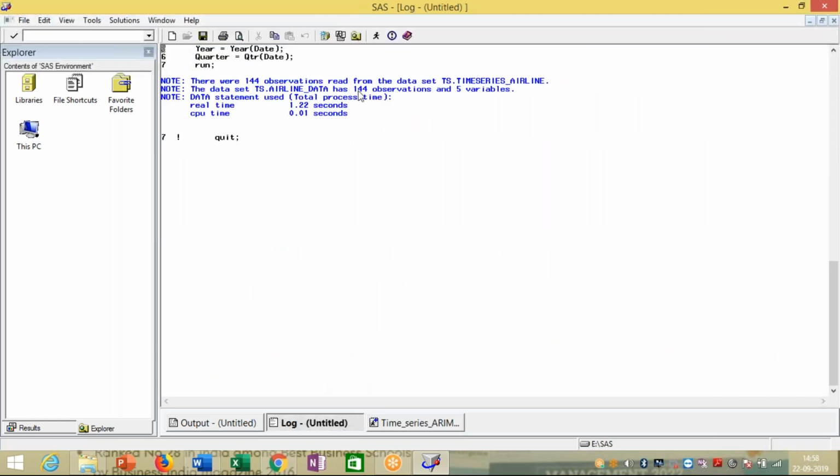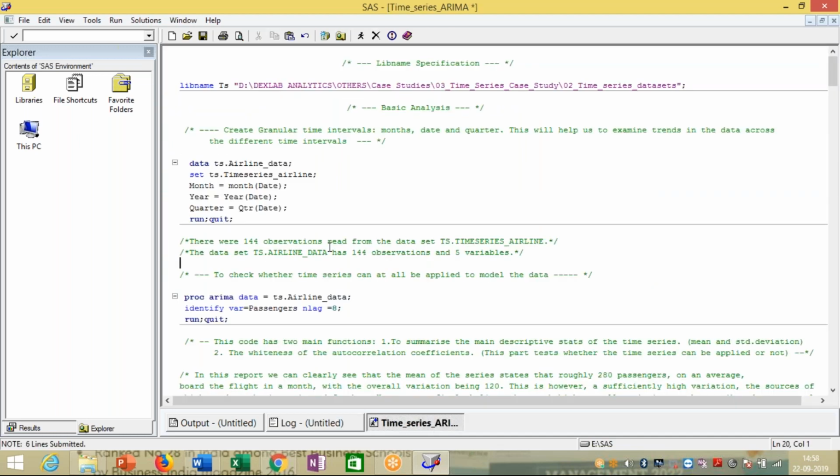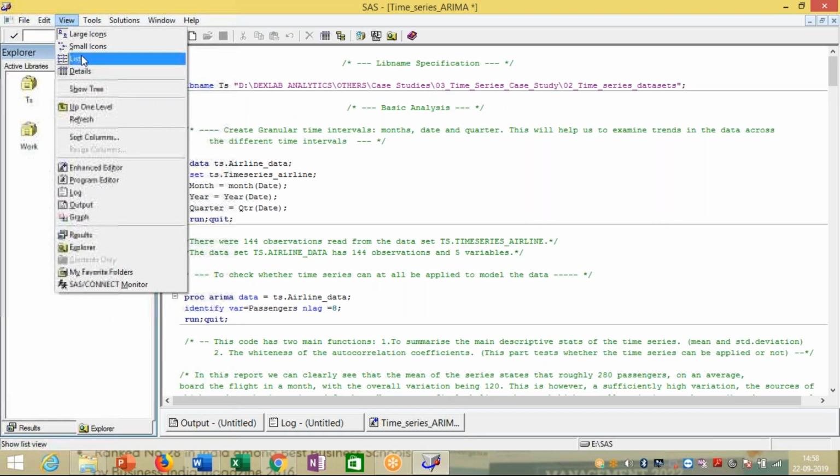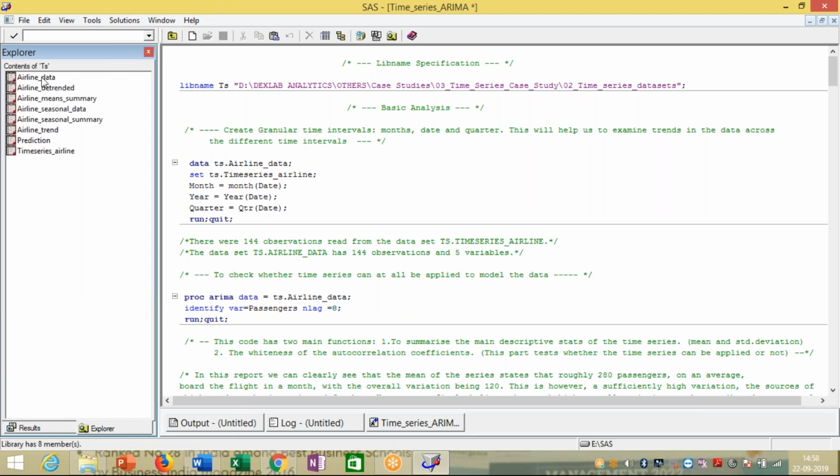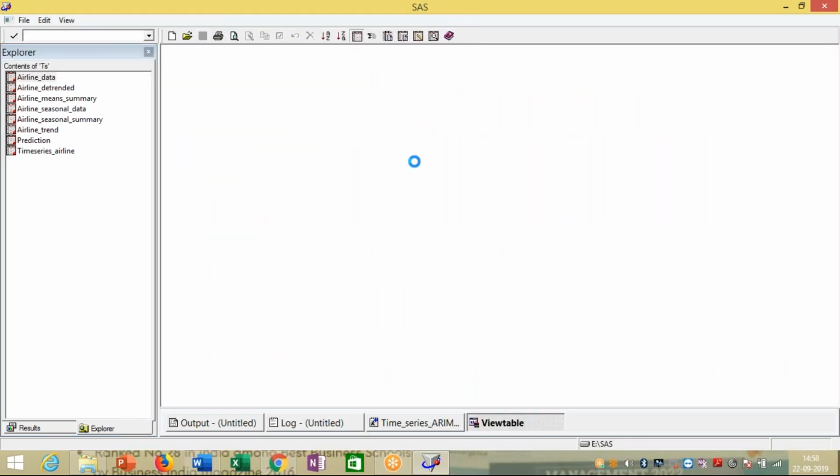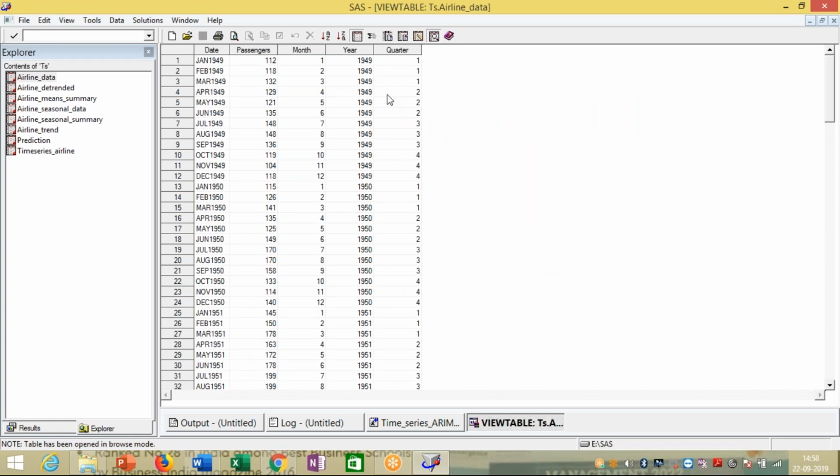Right. So over here you would see that it is 144 observations and 5 variables. So let's have a look into the data file over here. The data set is here. This is your airline data, right? If you look into this date, it says Jan 1949, Feb, March, and so on. The number of passengers are over here, the months are over here, the year is over here, and the quarters are over here.